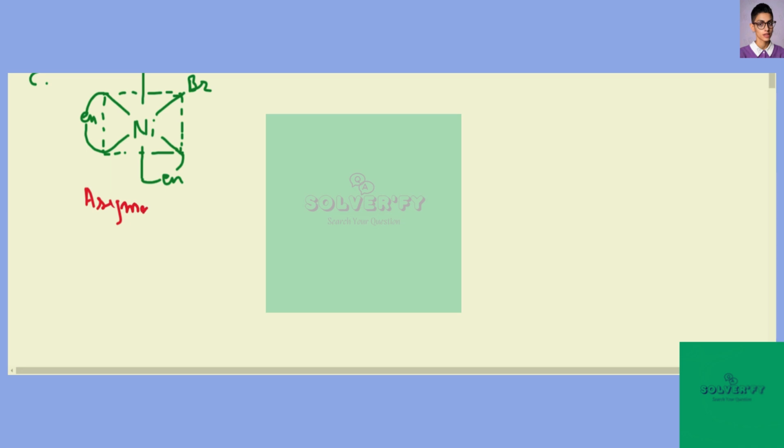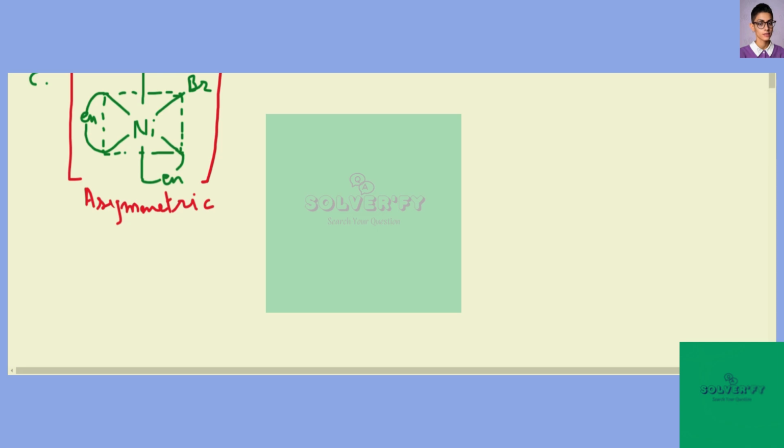Asymmetric, that means no element of symmetry is present in the molecule. This whole thing should be inside the bracket. So by this, if it is an asymmetric molecule, then it can exhibit optical isomerism, and we can say it will be optically active.